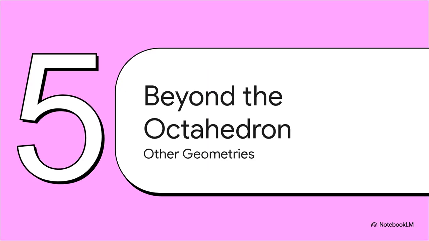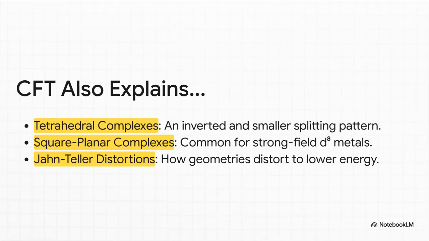And you know what? This powerful idea goes way beyond the simple octahedral shape we've been focused on. You can apply the very same principles to figure out what's happening in other shapes, like tetrahedral or square planar complexes. They each have their own unique way of splitting the d orbitals. The theory is even powerful enough to explain some really weird phenomena, like why some perfectly symmetrical molecules will suddenly twist or distort themselves just to become a little more stable.